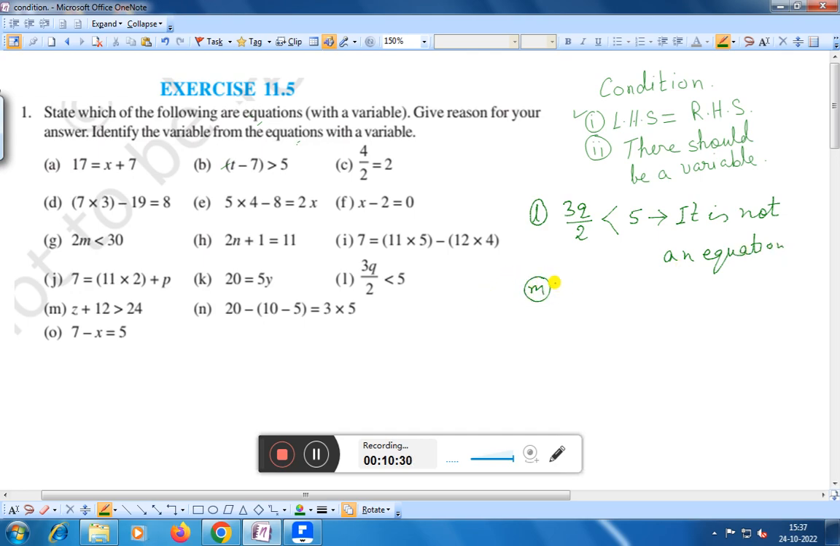M. Question number M is z plus 12 is greater than 24. Here also left hand side and right hand side are not equal. Therefore, it is not an equation.